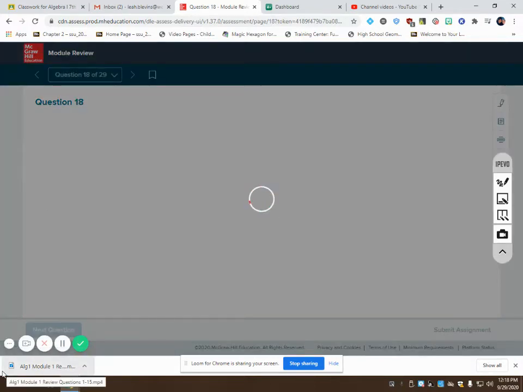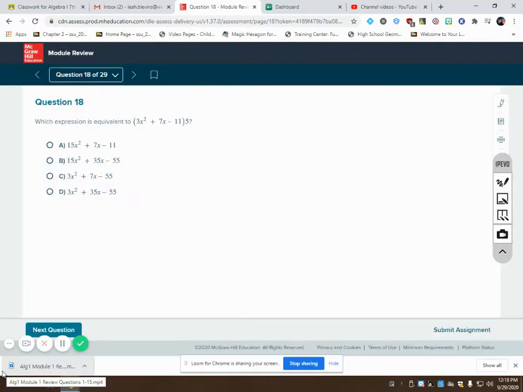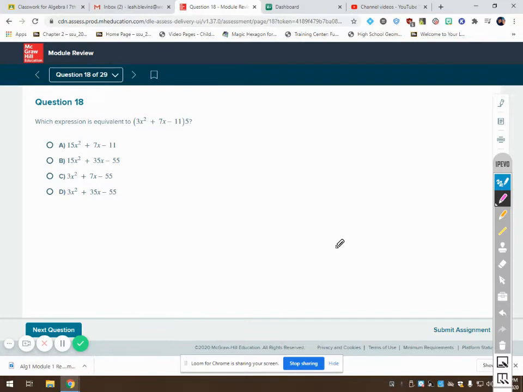Number 18. Which expression is equivalent to 3x squared plus 7x minus 11, all multiplied by 5? We have this quantity being times by 5. So all we're going to do is apply the distributive property and distribute this 5 to each of these numbers inside the parentheses. So I have 15x squared plus 35x minus 55. And see if I find my answers. It looks like it is letter B. So B is my correct answer. So moving on.